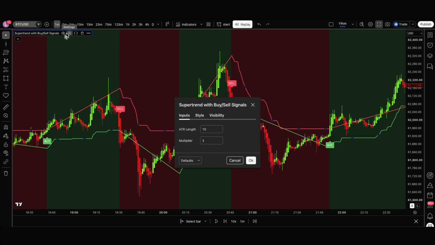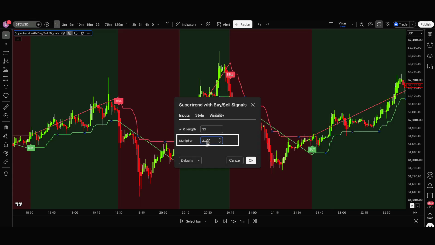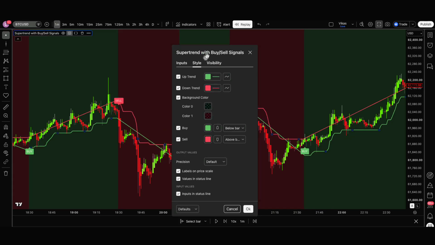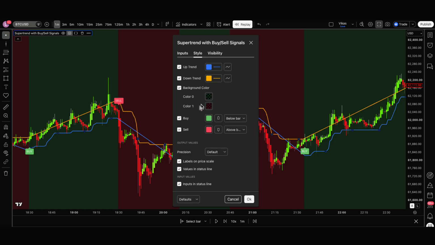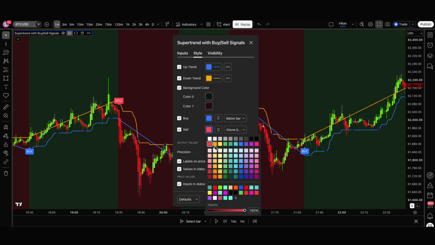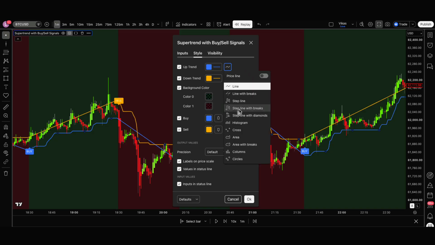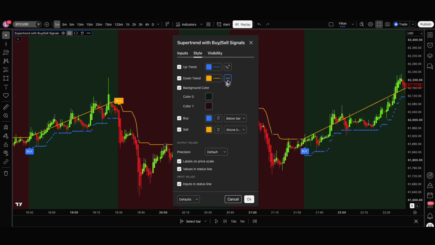Now change the indicator settings for perfect signals. First, change ATR length from 10 to 12, and then change the multiplier from 3 to 2.1. Then change the uptrend and downtrend colors to blue and orange. Change the buy and sell colors to blue and orange. Then change the uptrend and downtrend line to circles. Here everything is fine. After that, click OK.